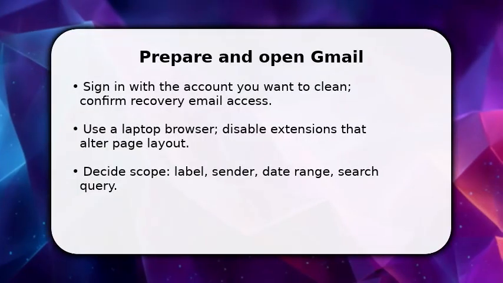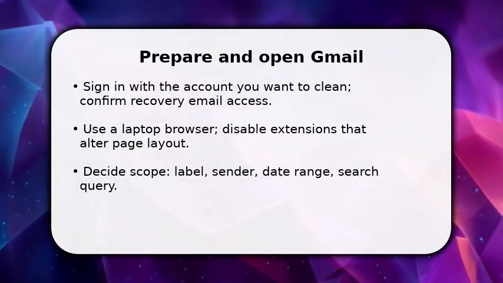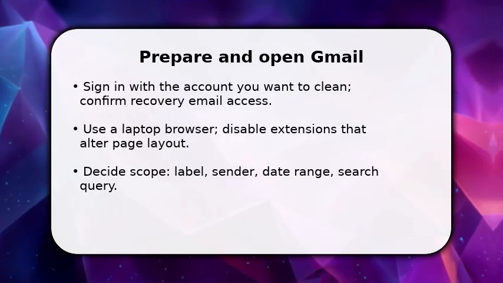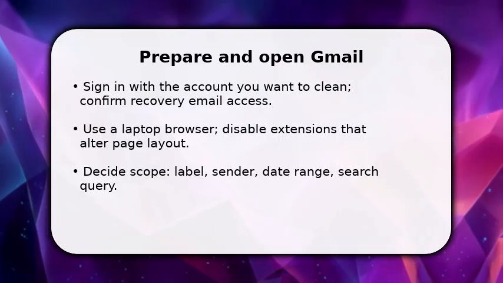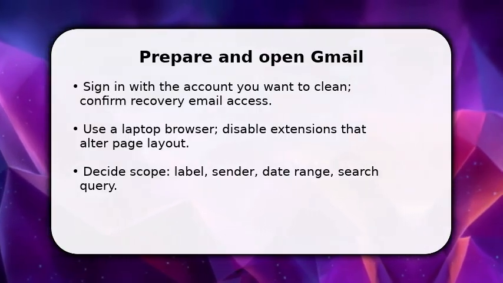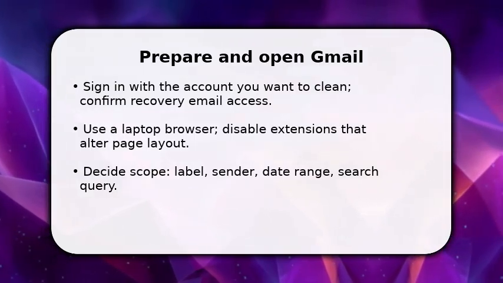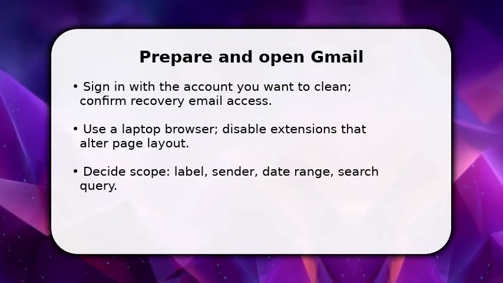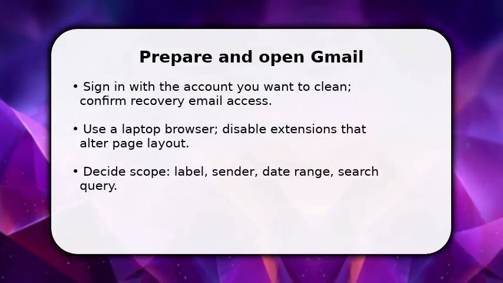You start by signing into Gmail on your laptop and confirming which account you'll clean. Make sure you can access recovery methods. Once signed in, open the search bar and enter a focused query, like label promotions from example at example.com or before 2024/01/01 to target messages. You use a desktop browser because selection features work best here. Make sure extensions are off if they change layout.